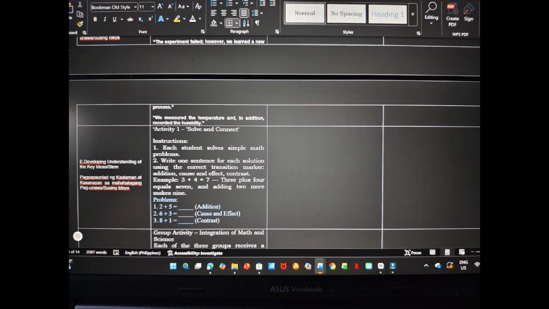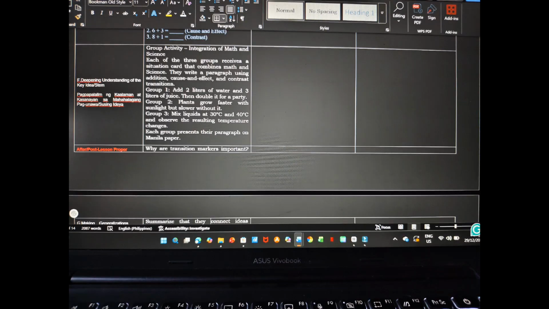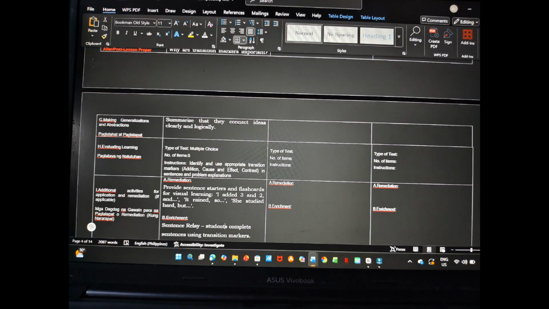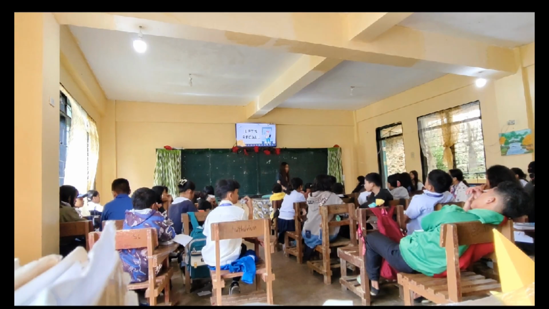Overall, the lesson reflects the principles of the lexical approach by promoting repeated exposure to meaningful language patterns, contextual learning, and purposeful communication. This initial activity requires learners to complete sentences using appropriate transition markers. It activates learners' prior knowledge and introduces them to commonly used lexical chunks such as and because, but, and so.